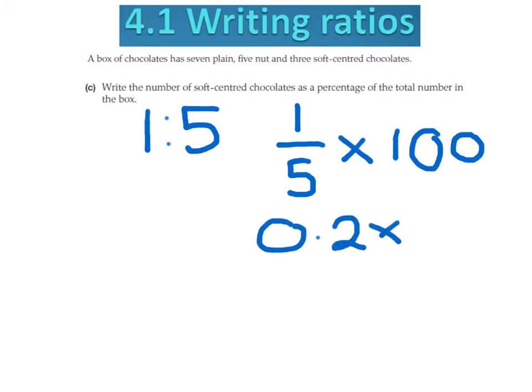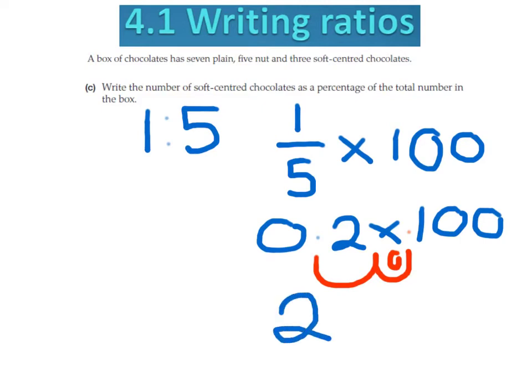So if I have 0.2, since it's a decimal, I can just move the decimal point along 2 places. I'm going to have to put a 0 in, and my decimal point ends up there. After moving along 2 spots, that gives me an answer of 20%.